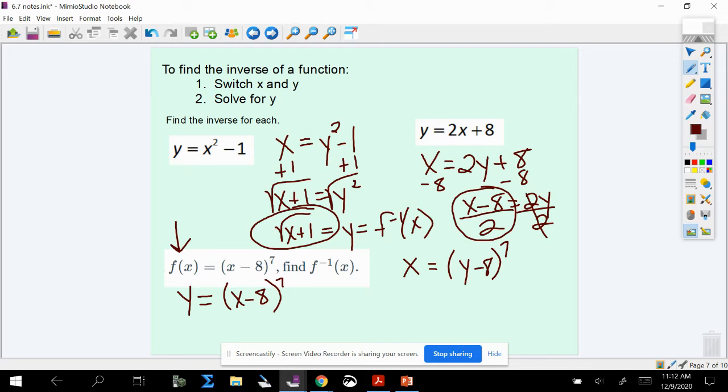And for this third one that I found from Delta Math, the whole thing is to the 7th power. So to get rid of a 7th power, you're going to need to take the 7th root, or you could do a 1/7 power. So you do that on both sides.